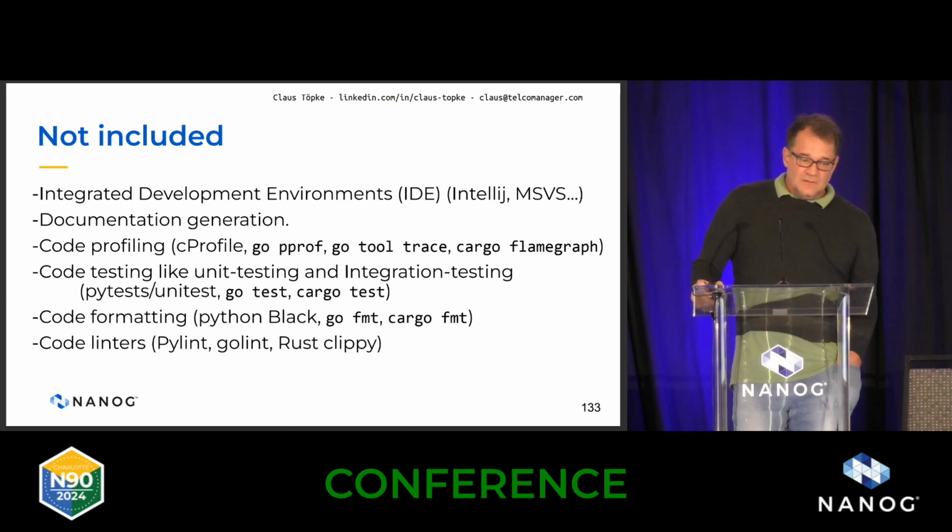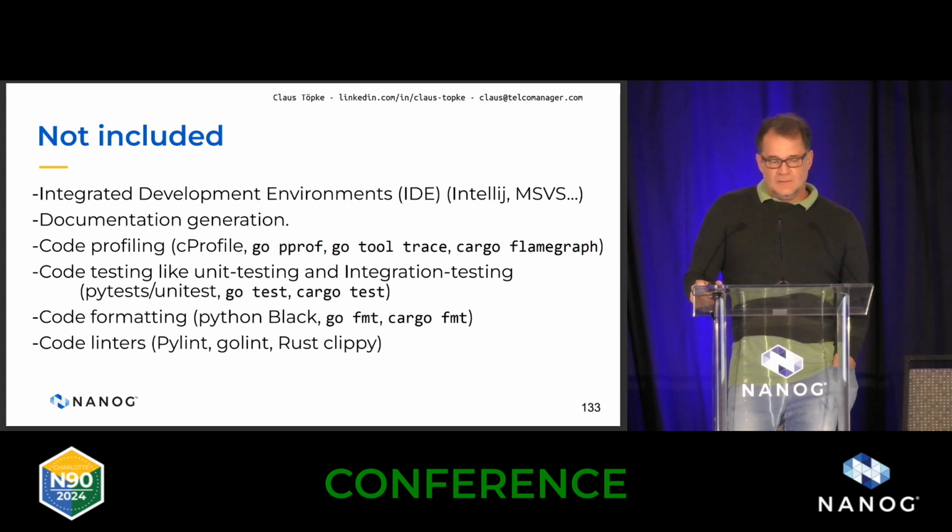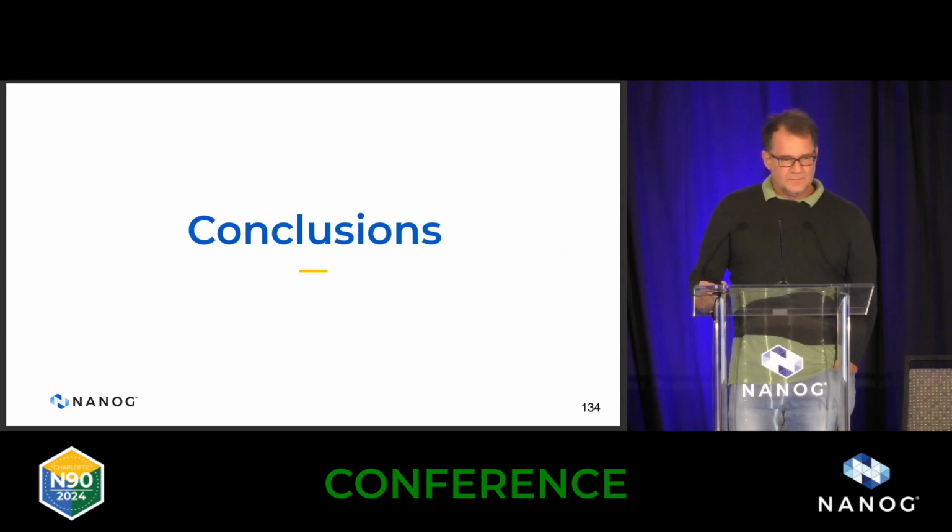Also formatting: Python has Black, and Go and Rust have built-in formatting, which is interesting. Linters, none of them have built-in linters, but you can use them. Python has lots of linters, but here are some of them. I didn't do this analysis as well.